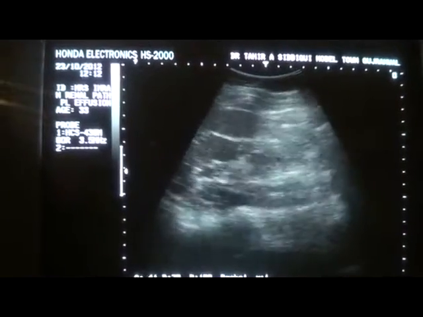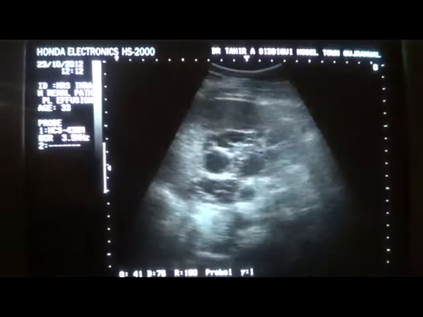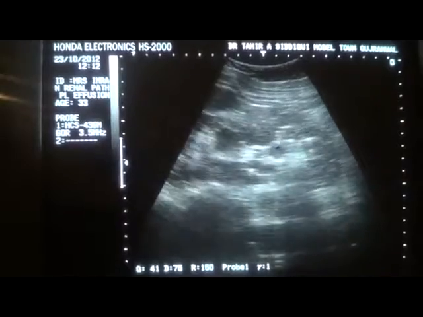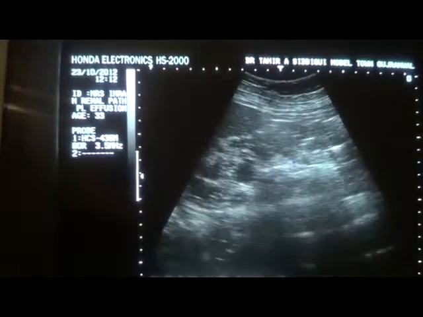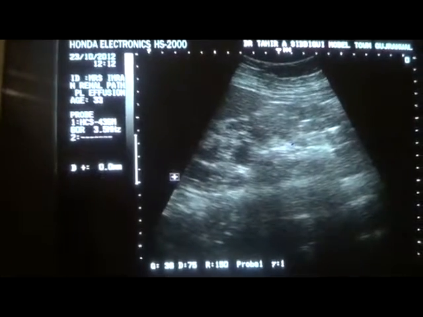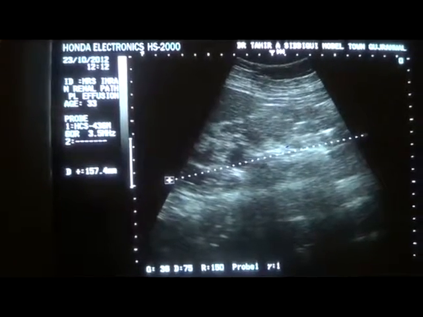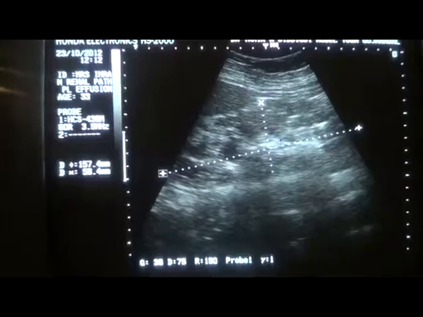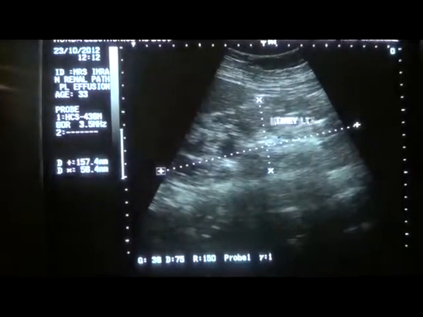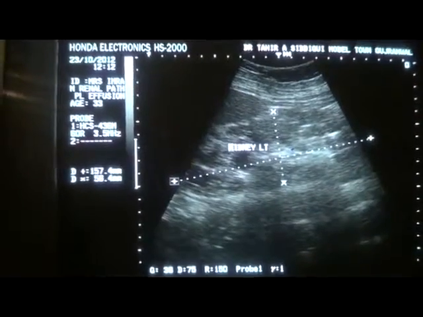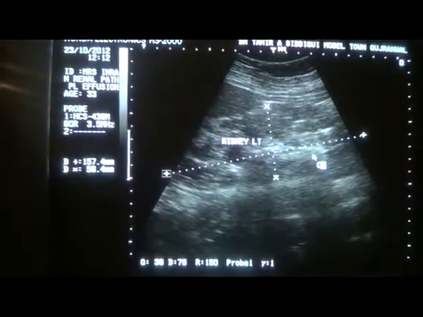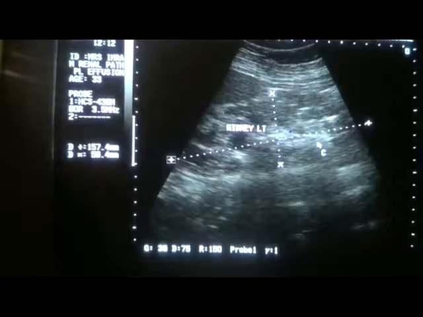You see that this kidney also shows the same appearance as we saw in the right kidney. Here the kidney measures approximately 15.7 centimeters in length and 5.6 centimeters in anteroposterior diameter. This is the left kidney in transverse section, and in longitudinal section this is the calcification, a calculus within the left kidney.